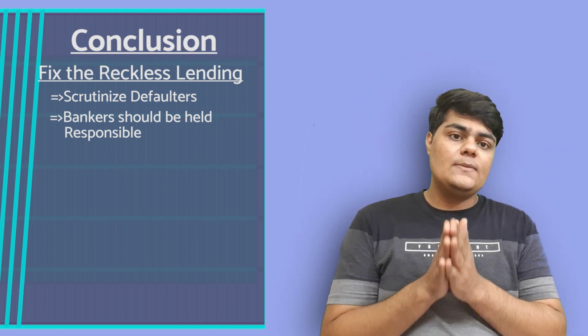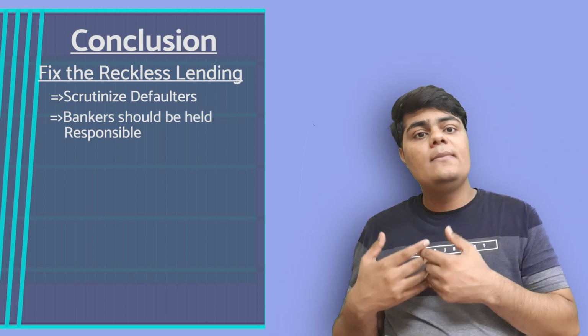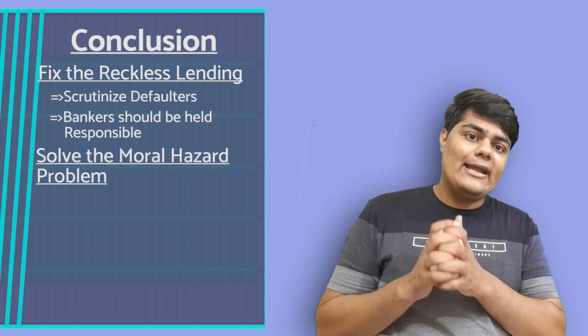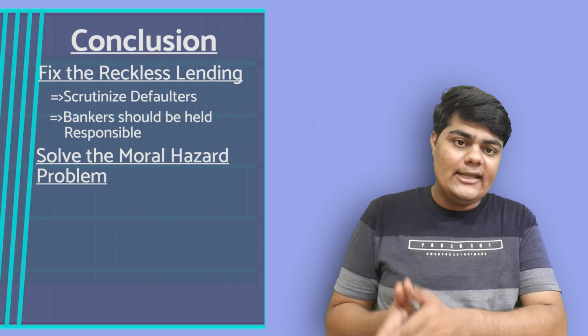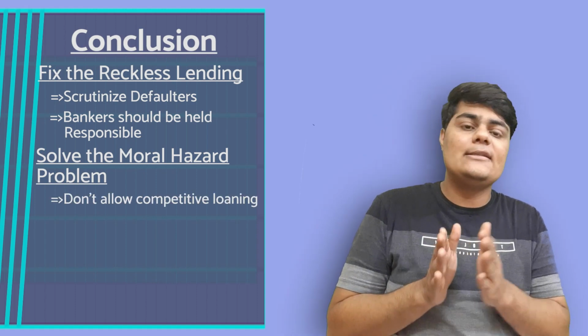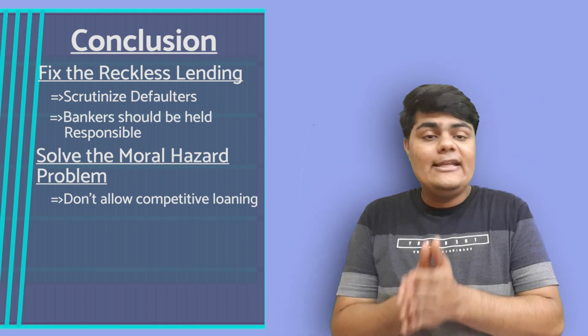Now, a situation may arise where these people may be incentivized to give more and more loans recklessly, and this should be curtailed. And when this process is curtailed, the problem of NPAs will be systematically solved. This is the need of the hour.